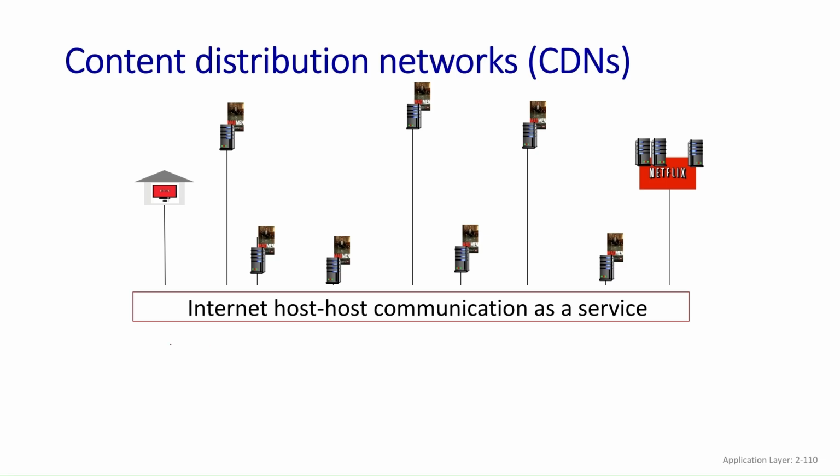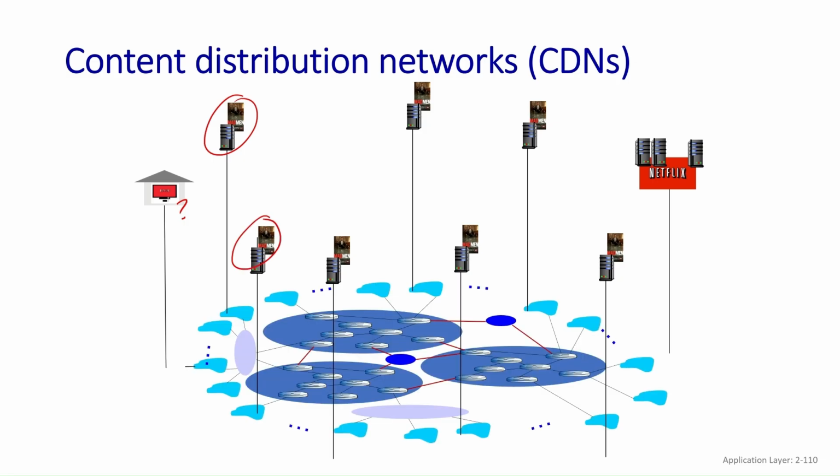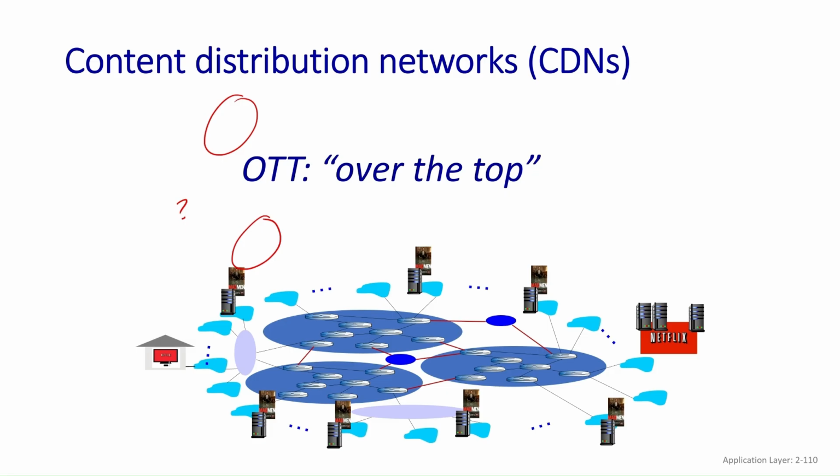Similarly, how will this client select a server, either this server or this server? Let me go back to this diagram. How and why will we select this server or that server, or any other server? It depends on our CDN server selection strategy.